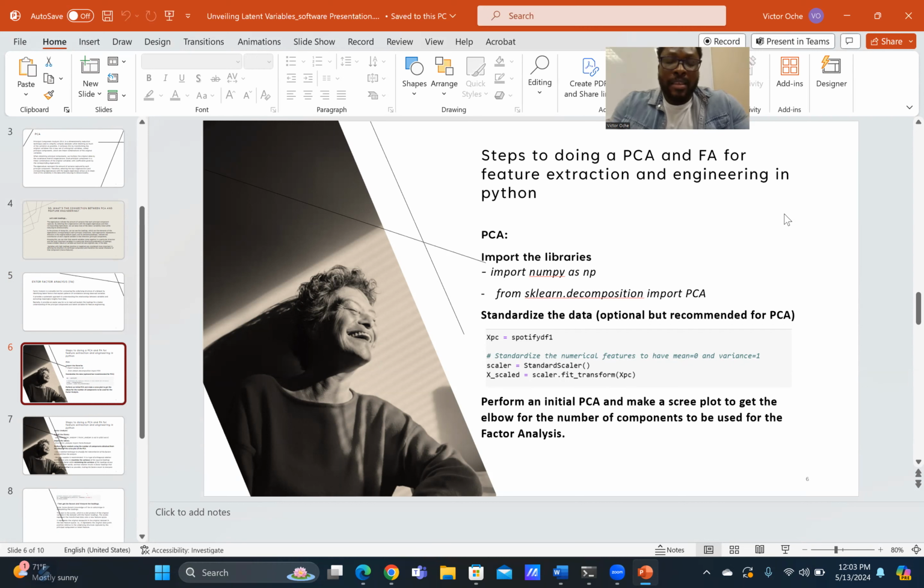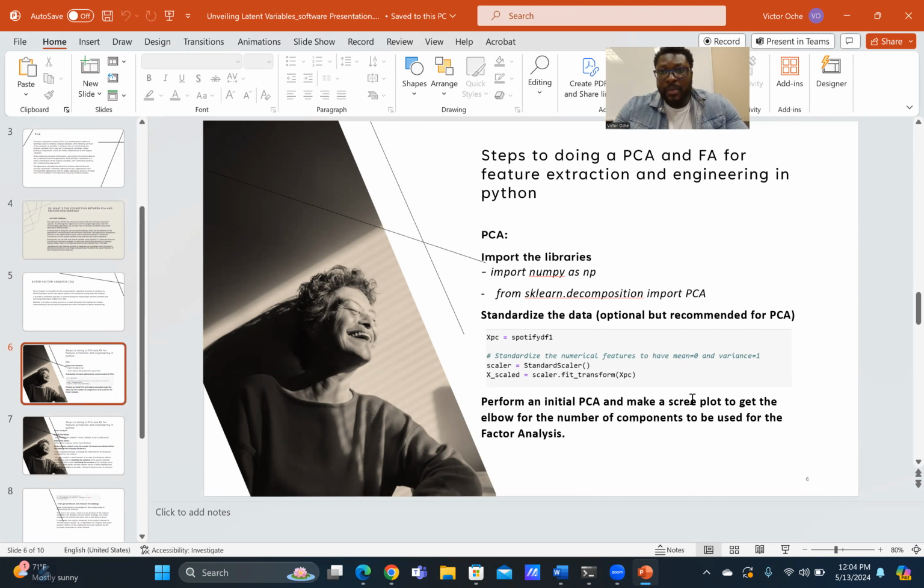The first thing for PCA is to import the libraries. Basically, as always, we import NumPy as np. The PCA library is in decomposition, so from scikit-learn decomposition, you import PCA. The next step is to standardize the data. So I use StandardScaler. You just standardize the data and then you do an initial PCA.